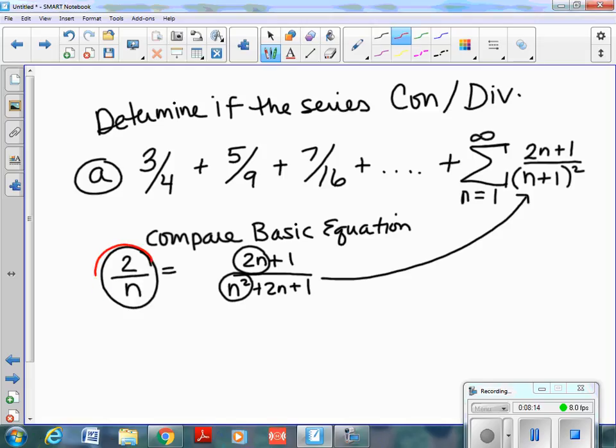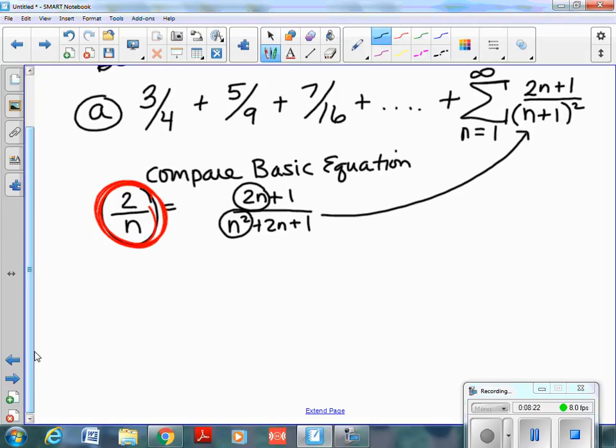I'm going to circle it. So, I'm going to compare this with the other one. This is what you're going to do. You're going to take the limit as n approaches infinity, and the original one is 2n plus 1 over n plus 1 squared, and you're going to divide it by the more basic one, 2n.